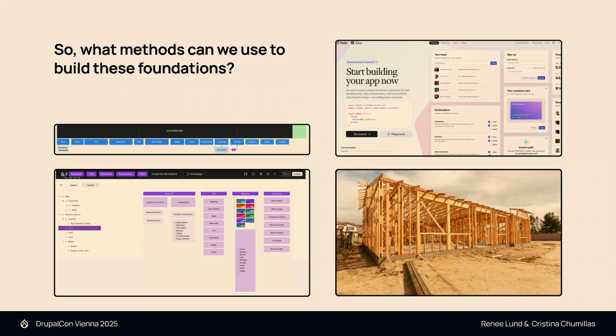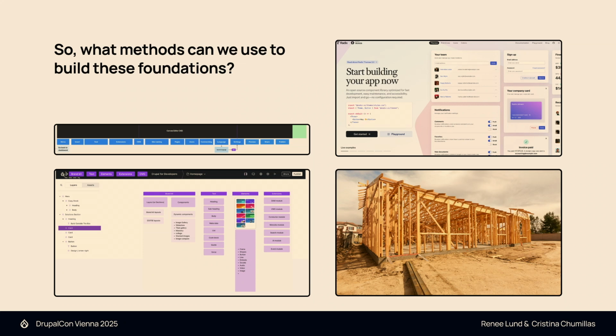So what methods can we use to build these foundations? In the approach we took for Drupal Canvas, you can see we've got some sitemaps and information architecture down on the bottom left there. This was a really good way for us and the team to communicate and have deliverables where we could illustrate decision making and use this as common language.